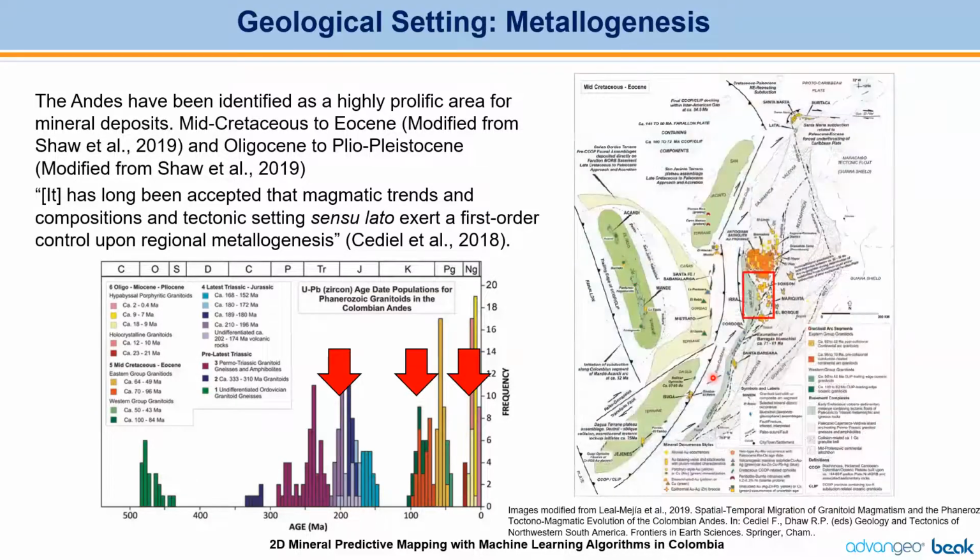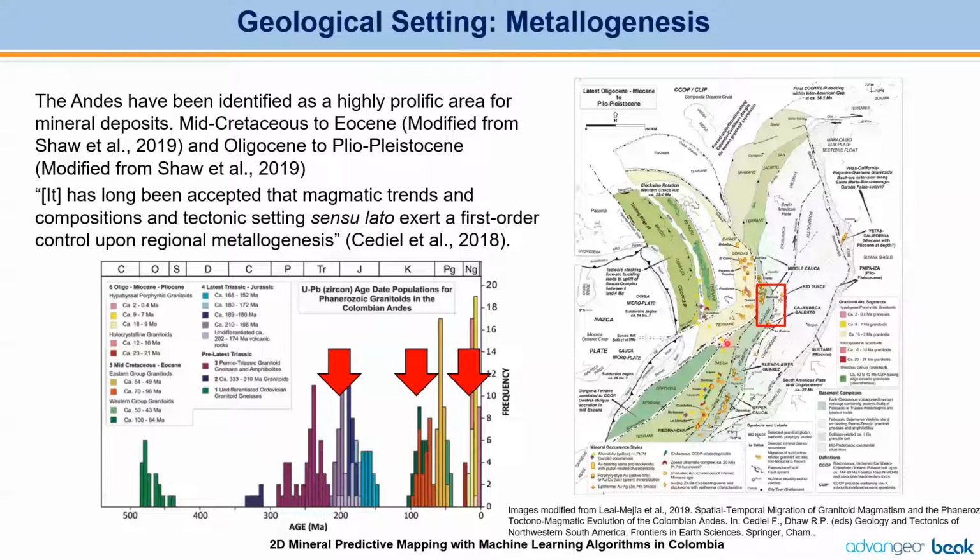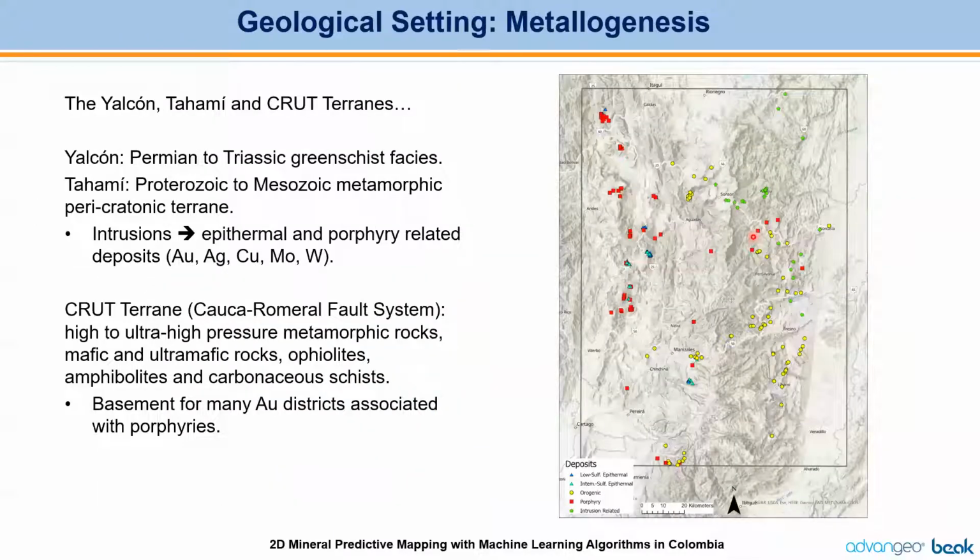These are identified by these two following maps, where we can definitely find that there are deposits in the area. So we have the mechanisms, we have the source, and we definitely have the deposits in the area. Finally, we have the list of known mineral occurrences in the area and which type of mineral deposits they are. This project concentrates on porphyry, orogenic, intrusion-related, and epithermal deposits, mainly low sulfidation. Of this, we can identify that our area of interest includes the Yalcón, Tahamí, and the Cauca-Romeral fault system terrains, which have been identified as having intrusions that are related to mineral deposits in this area.